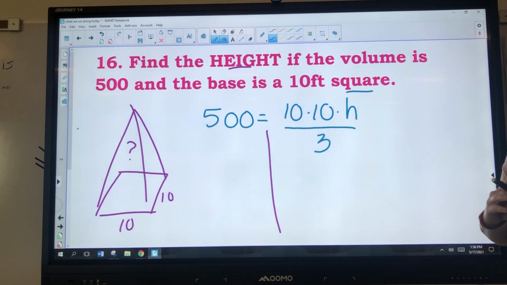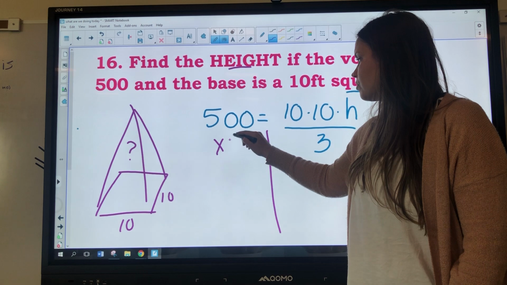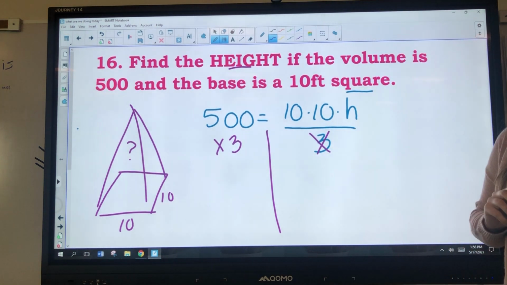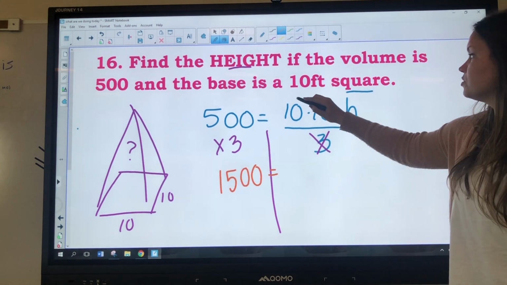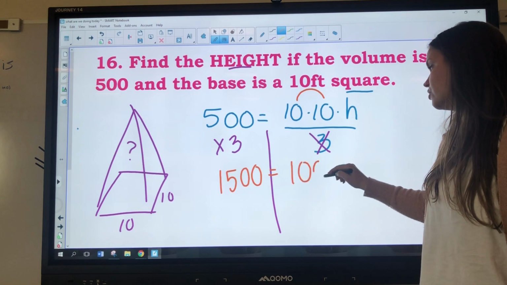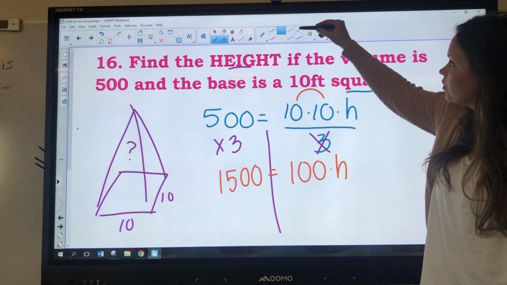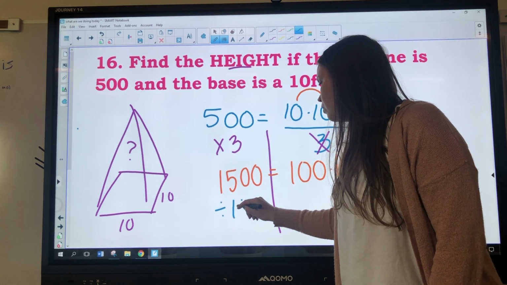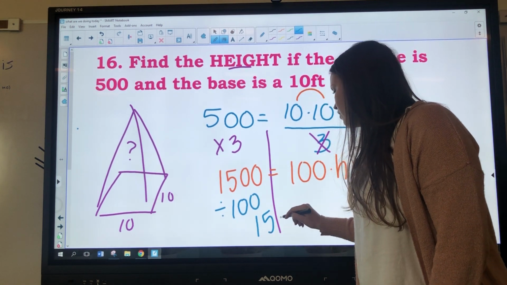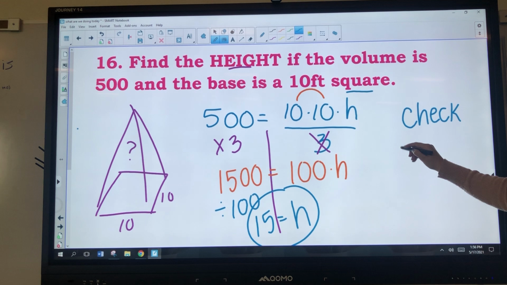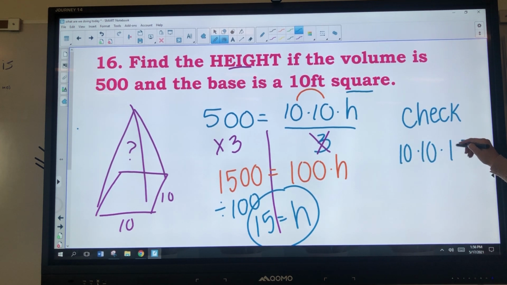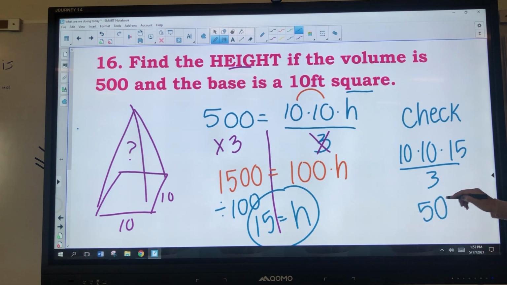So just like on cones and spheres day, we're going to times by 3 to get rid of your 3. That's 1,500. Go ahead and do 10 times 10 and make this a nice pretty 100H. And obviously to get rid of the multiplication, you divide by 100. You get 15. And you can check it. What is 10 times 10 times 15 divided by 3? 500, see? Check.